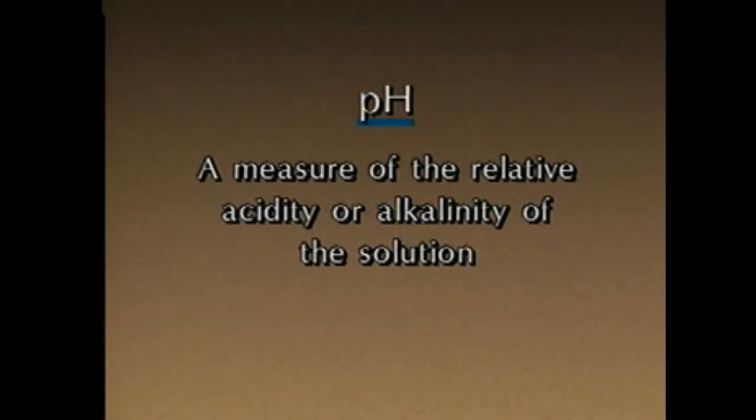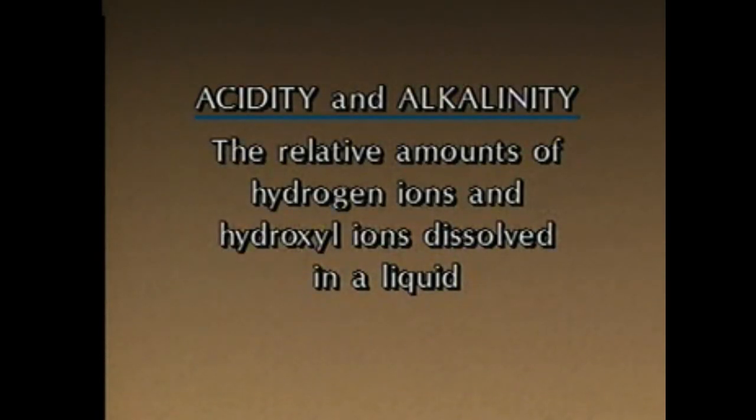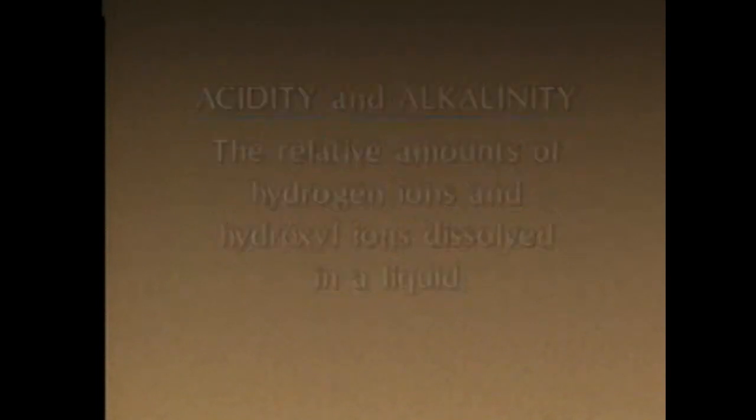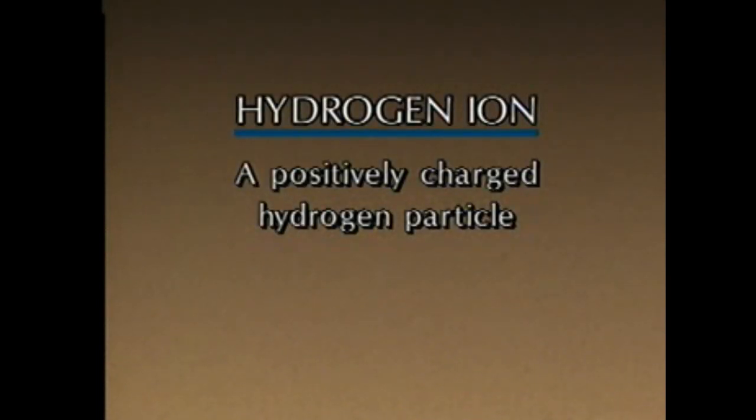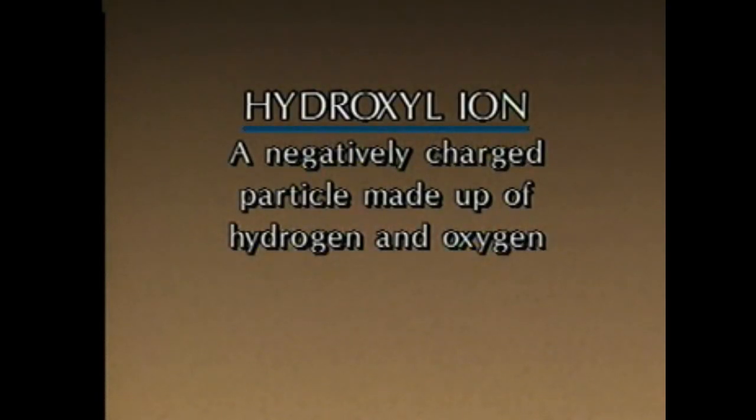Some solutions are characterized by their pH measurements. A solution's pH is a measure of the relative acidity or alkalinity of the solution. The terms acidity and alkalinity refer to the relative amounts of hydrogen ions and hydroxyl ions dissolved in a liquid. A hydrogen ion is a positively charged hydrogen particle. A hydroxyl ion is a negatively charged particle made up of hydrogen and oxygen.